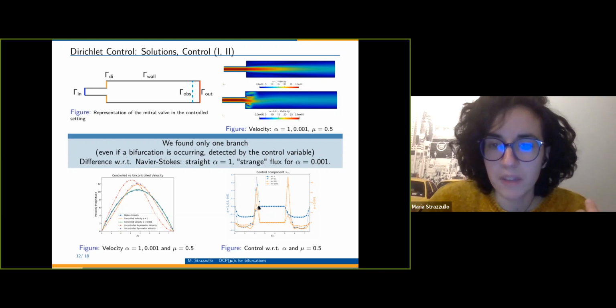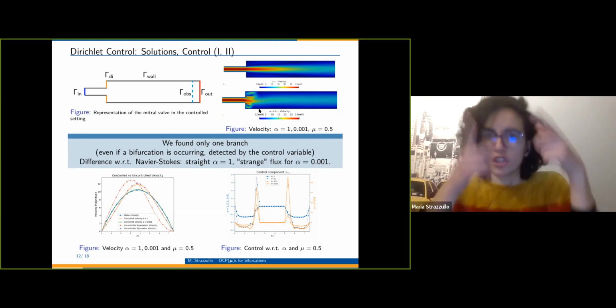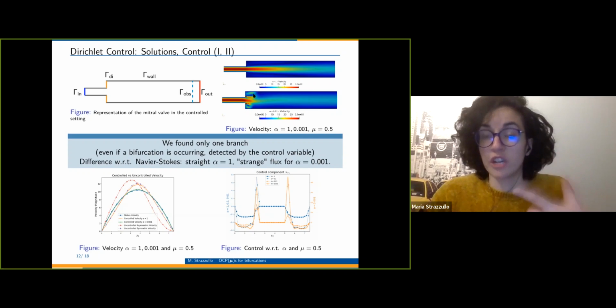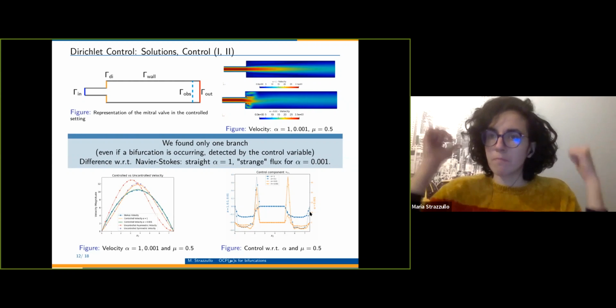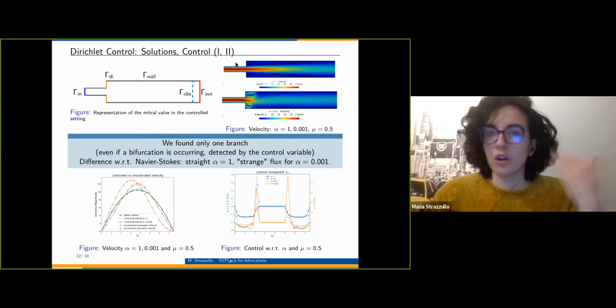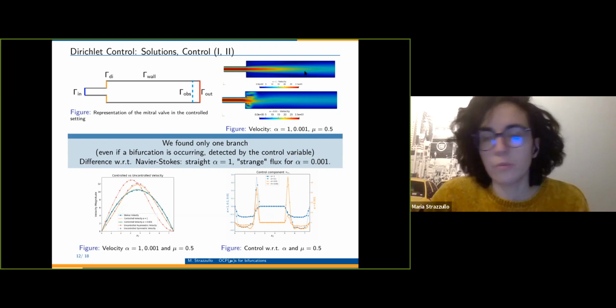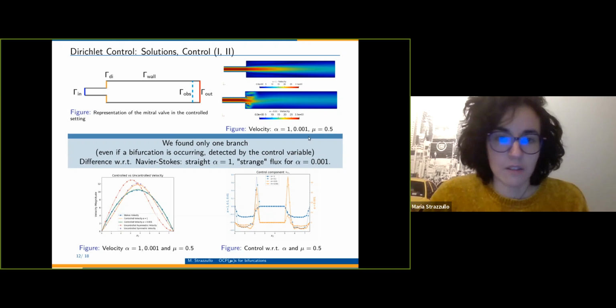So you have the peaks here, and it means that you are injecting flow, and it causes something very strange here. While here, it happens that the control only lets the flow go back, so somehow go out from the mitral valve, to avoid circulation here and to make the flux straight.